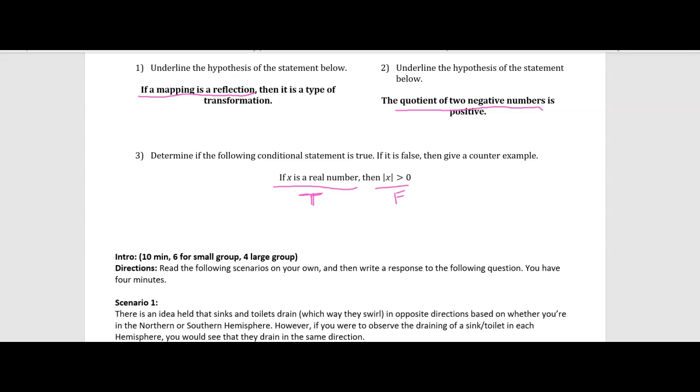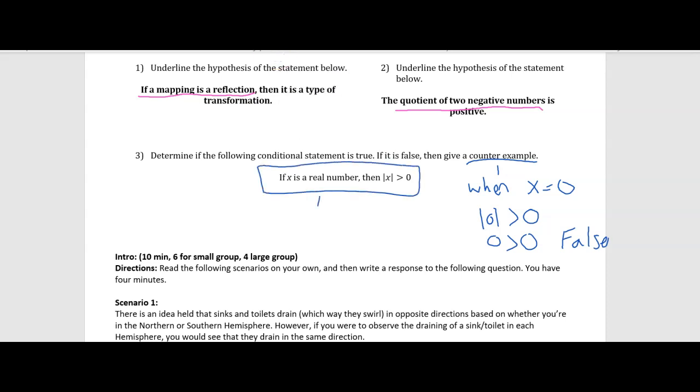Okay, so can we find a real number where the absolute value of that number is not greater than 0? Maybe you figured it out, but our counterexample would be when x equals 0, because the absolute value of 0 is equal to 0, but 0 is not greater than 0. So this is false, and our entire conditional statement is false.